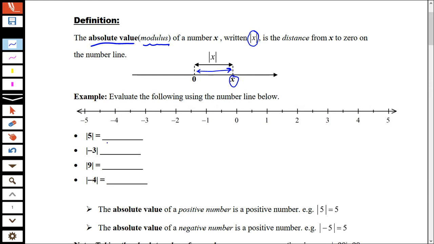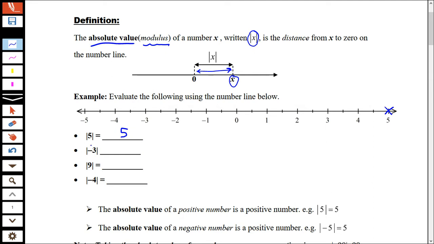So we've got to evaluate the following using the number line. So what's the absolute value of 5? So if we go to 5, here it is on the number line, 5. And what is the distance of 5 from 0? Well, obviously 5 units. So 5. So just remember that absolute value is a distance.